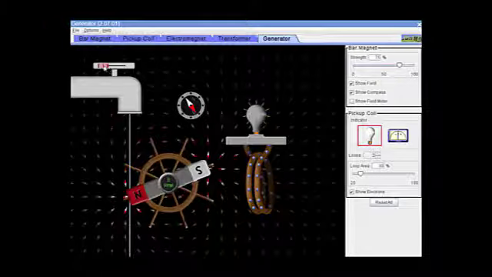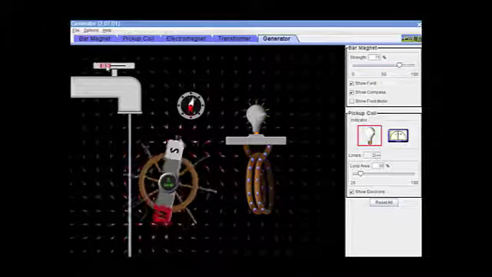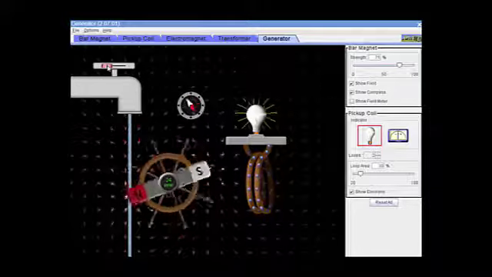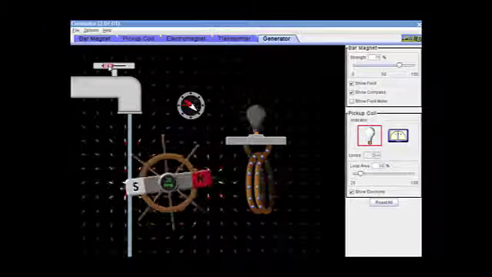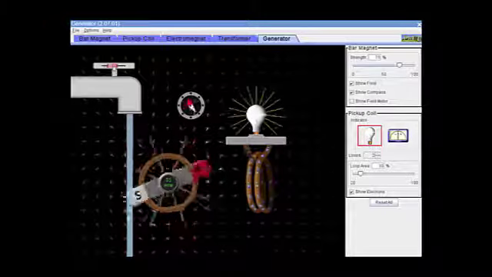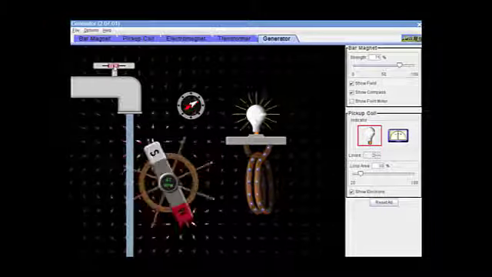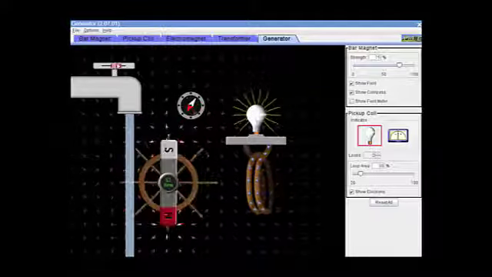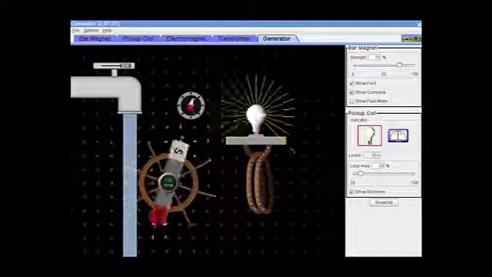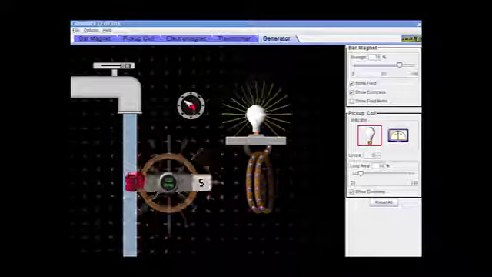So let's increase the speed of the generator, and we see an increase in the output as a consequence. And as we speed it up even more, the output of the generator increases until we get to the max speed here at 100 RPM.